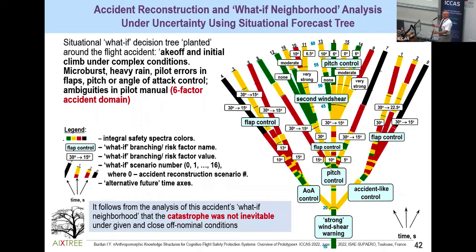And another way to use the integral safety spectra and the information logic from a scenario is to construct automatically or semi-automatically a so-called safety tactical decision tree. This is an accident, the right-hand branch or bunch of branches, and the other two branches are hypotheses investigators were trying in order to identify whether or not this case was irreversible and what was the major cause of the accident.